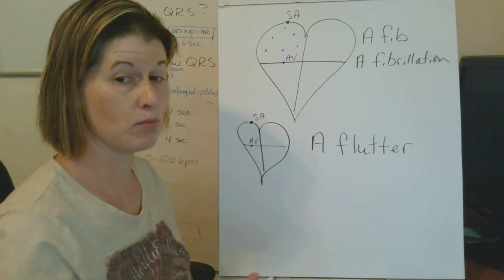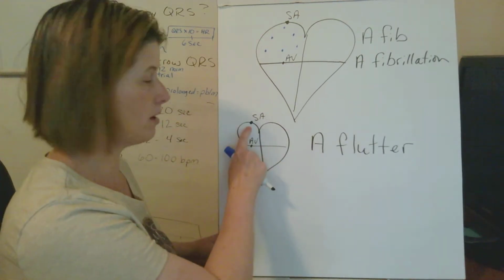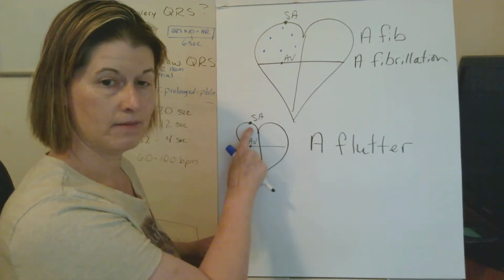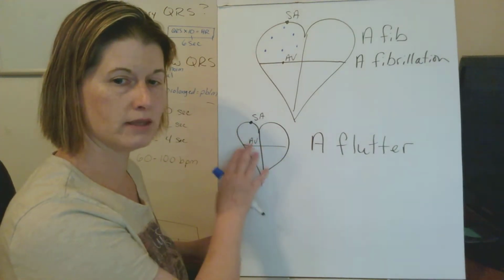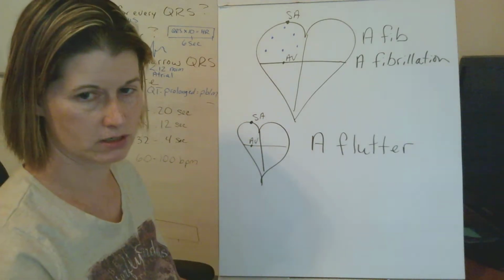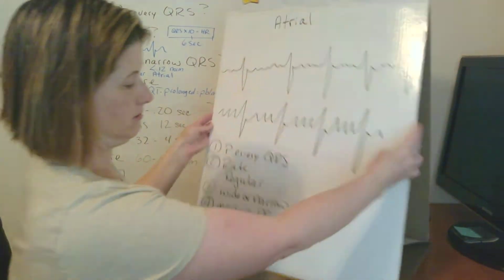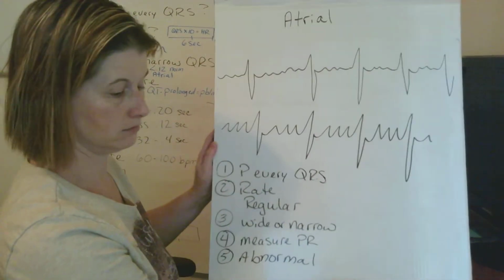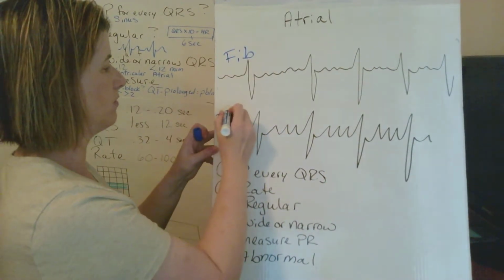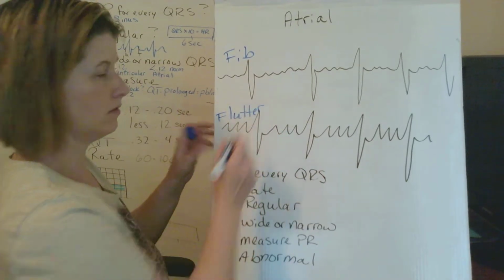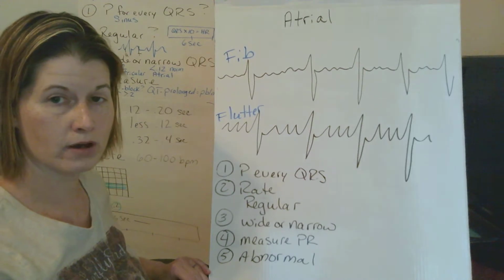And the AV node can't keep up with that. So then you have a lot of P waves that all look the same because they're all coming from the same cell. And then more regular, but at a random rate, the AV node is picking up some of that electricity. Okay? So coming back to our analysis. So this one is fib. This one is flutter. Okay? They're both atrial problems. So let's analyze in our format here.